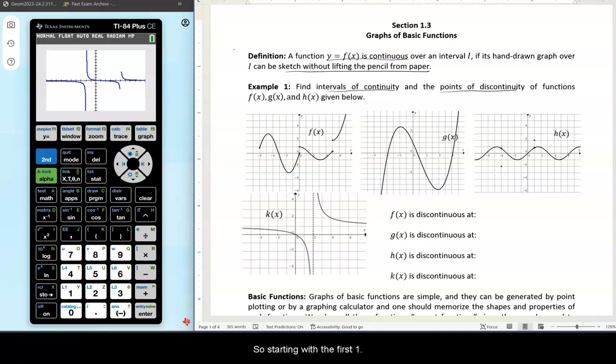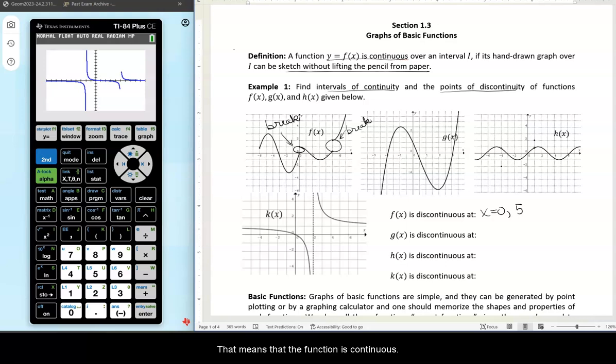So starting with the first one, we notice that there's a break here. We'd have to lift our pencil if we were graphing on that one. And there's a break there. So those are our two locations of discontinuities. In this case, we have a discontinuity at x equals 0 and a discontinuity at x equals 5.